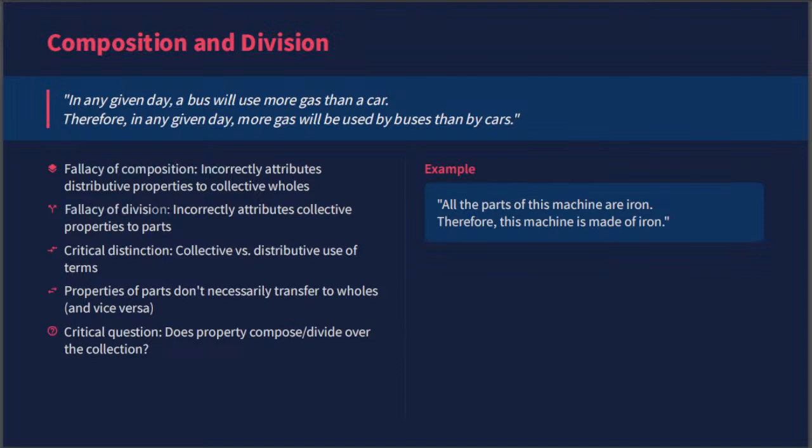The fallacy of division incorrectly attributes collective properties to parts. And the critical distinction: collective versus distributive use of terms. Properties of parts don't necessarily transfer to wholes and vice versa. The critical question is, does the property compose or divide over the collection? And we saw in this example it certainly does. So example here: all the parts of this machine are iron. Therefore, this machine is made of iron.